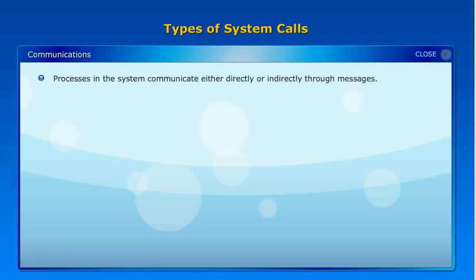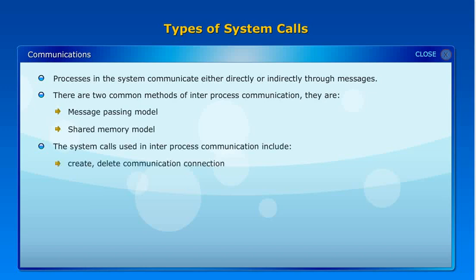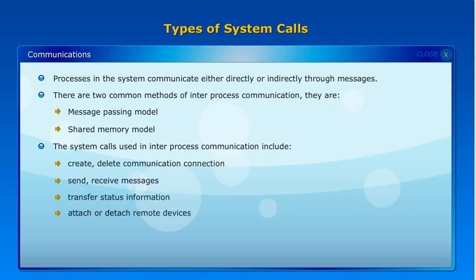Communications. Processes in the system communicate either directly or indirectly through messages. There are two common methods of inter-process communication. They are message passing model, shared memory model. The system calls used in inter-process communication include create, delete communication connection, send, receive messages, transfer status information, attach or detach remote devices.